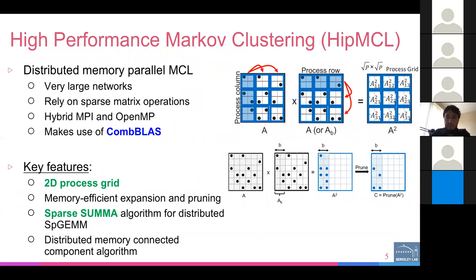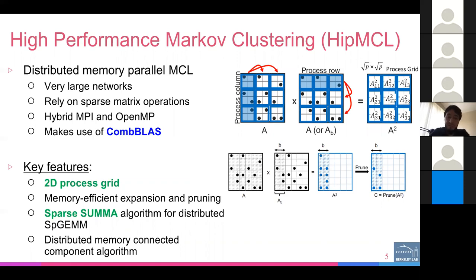A little bit more information about HipMCL. As I mentioned, this is a distributed memory parallelization of the Markov clustering algorithm. It takes advantage of the aggregate memory to cluster very large networks. It relies on sparse matrices to store information and operations on sparse matrices to manipulate this information. And it makes use of Combinatorial BLAS, a parallel graph library for graph analytics. This library supports hybrid MPI plus OpenMP parallelization.